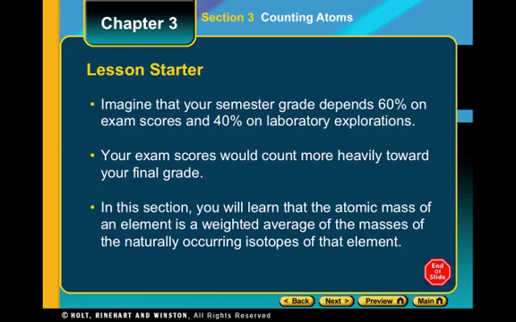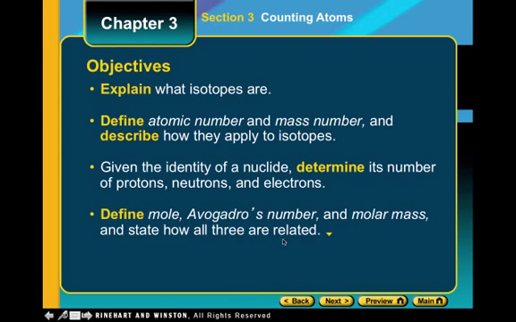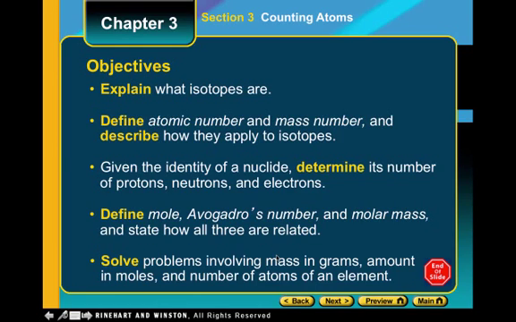So that's what we will do when we get to the average atomic mass. We will look at the isotopes, atomic number, and be able to figure out how many protons, neutrons, and electrons. The second part of the section we will look at next week. The moles. We'll talk about the moles next week.